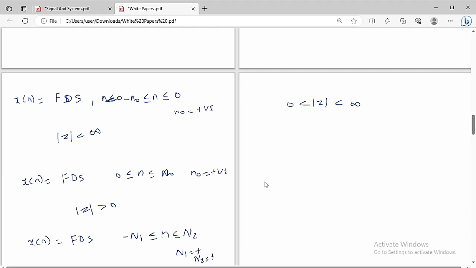Even if you forgot, let me assume like this. Let me assume x(-1) is 1, x(0) is 1, and x(1) is also 1.